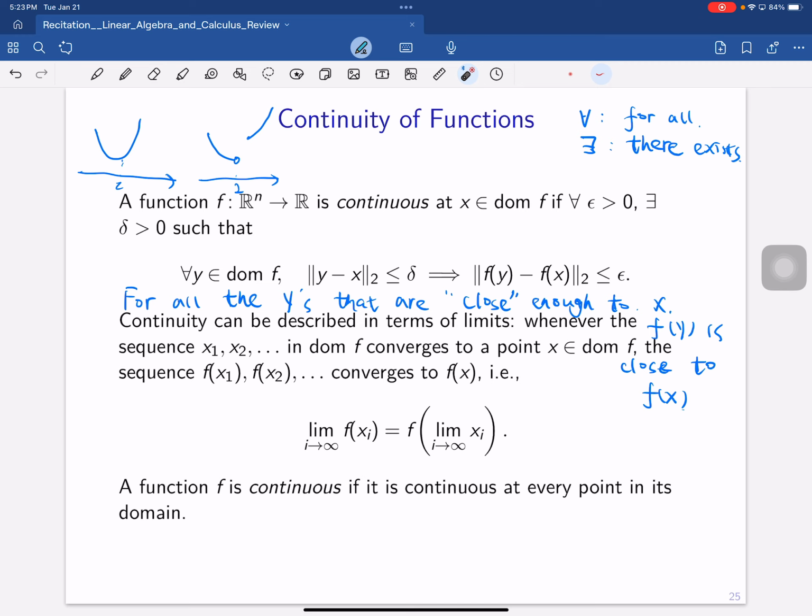Yeah, and then a less rigorous way to define continuity is through limit, where you have a sequence that converges to the point x. As this sequence goes to infinity, f of x_i will converge to, you can bring the limit inside. That means the function is continuous. Okay. And when we say a function is continuous, then it is continuous at every point in its domain. Right? You can go through all the epsilon delta argument for the whole domain.